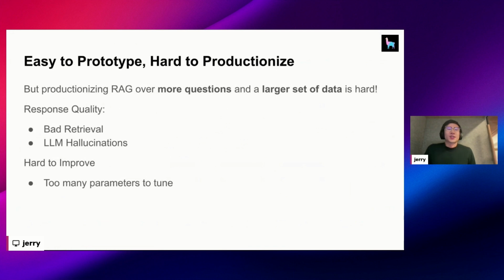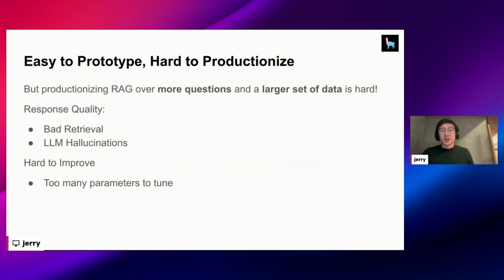The issue is that productionizing RAG over more questions and a larger set of data tends to be pretty hard. Once you actually try to scale this up to not just simple questions, but more complex questions, like maybe you have multi-part questions, maybe you have questions that require drawing from disparate pieces of context from different document sources. And as you add more data sources as well, once you move beyond a single document, a single book, to multiple documents, multiple books, multiple PDF files, the performance really starts to degrade. Your response quality goes down. There's going to be a set of questions where you're not able to get back the right answers. You might face some symptoms like bad retrieval, hallucinations.